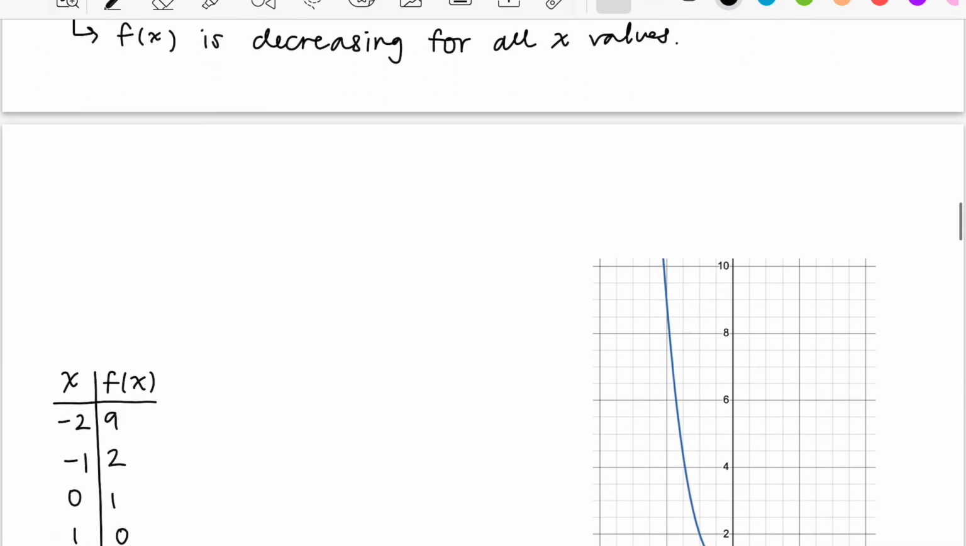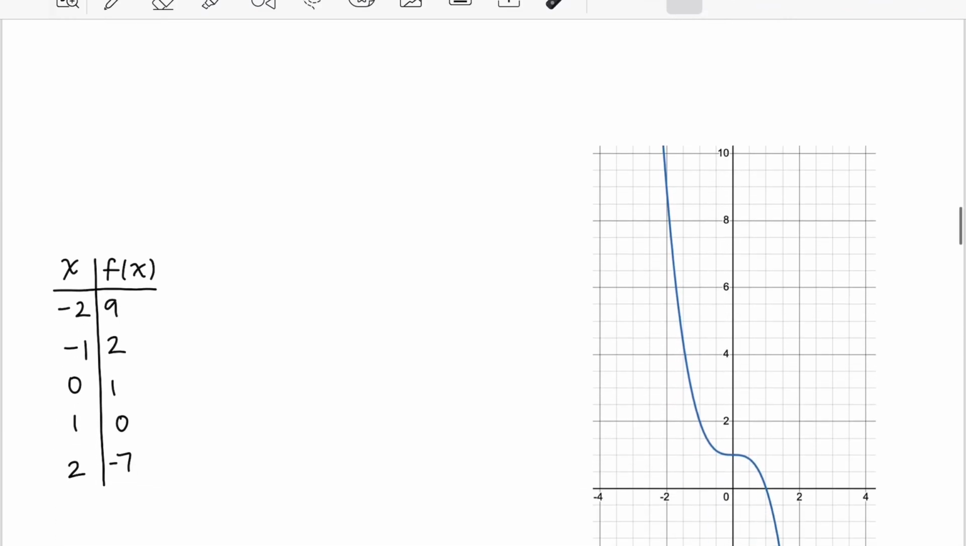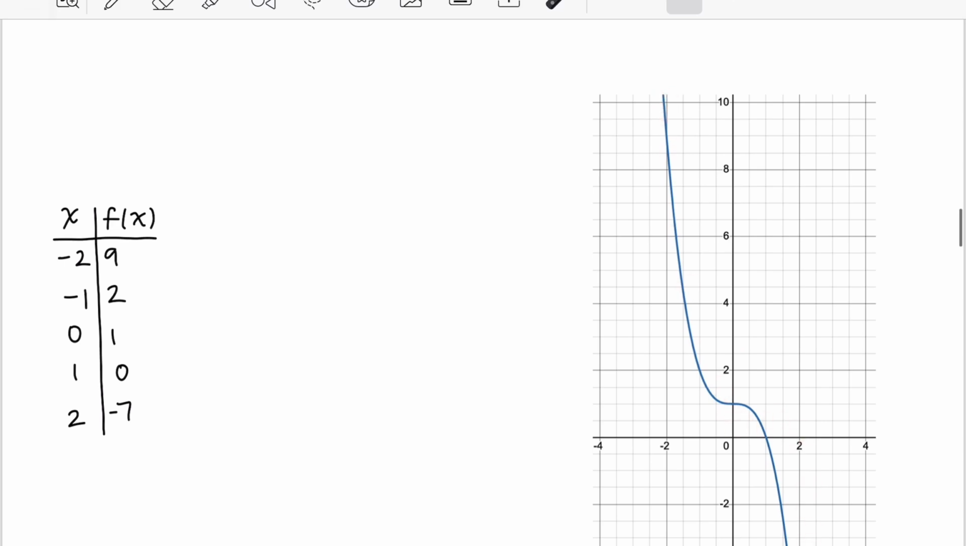Then what we can do is plot a bunch of points, and we will end up with this graph here. And as you can see, our f of x values are decreasing on this interval from negative infinity all the way up to 0. So all of these f of x values are getting smaller as we move from left to right. And then at this point here, our function is still decreasing as we move from left to right. All of these f of x values are getting smaller and smaller.